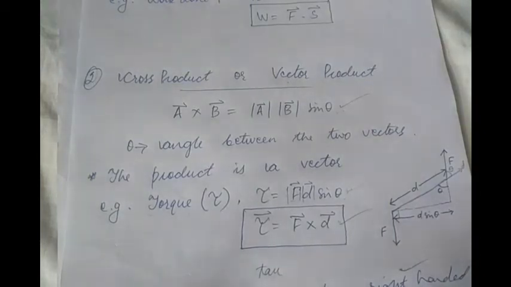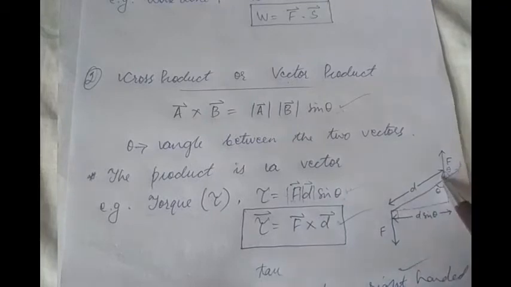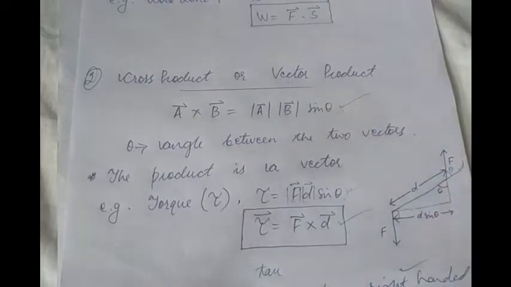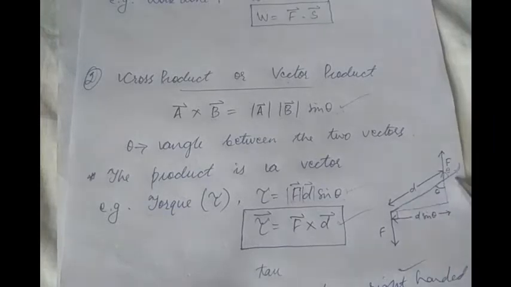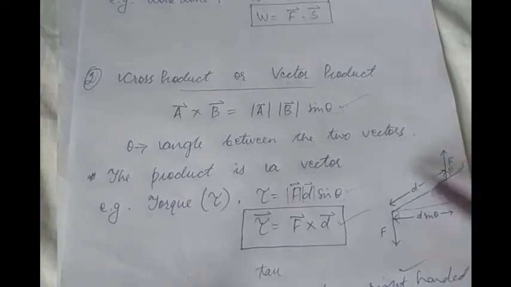A couple is two equal and opposite forces not acting along the same straight line, which rotates a body. Okay, so two equal and opposite forces not acting along the same straight line, and which rotate a body, is what is called a couple. And the moment of a couple is what is called torque.